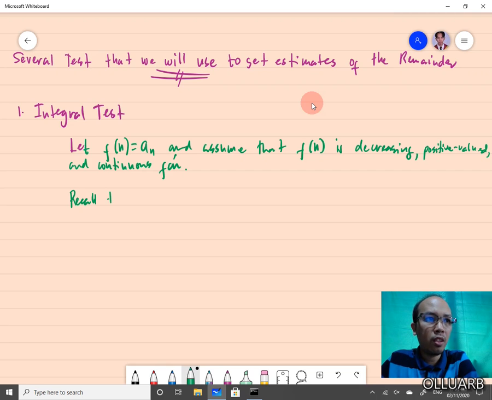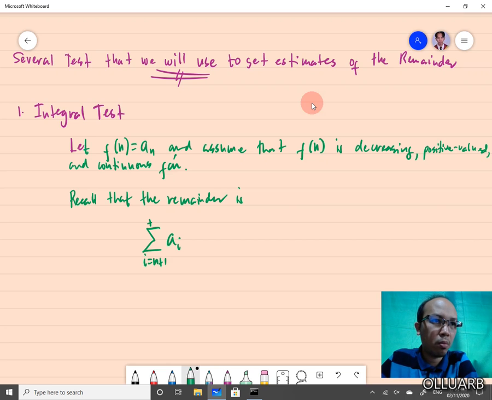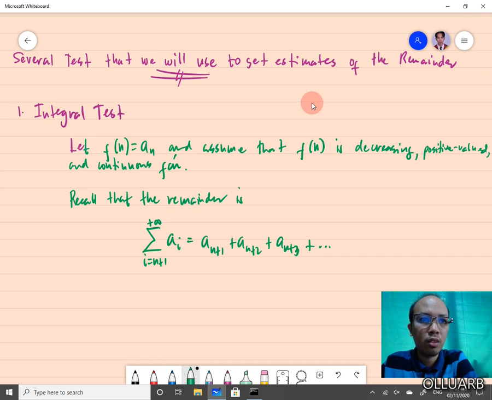Let's recall that the remainder is this one. This is our remainder: the sum of a sub i, where i starts from n plus 1 to positive infinity. Okay, this is our remainder. So if you try to expand this, I know this is very common to all of you. So this is the remainder.